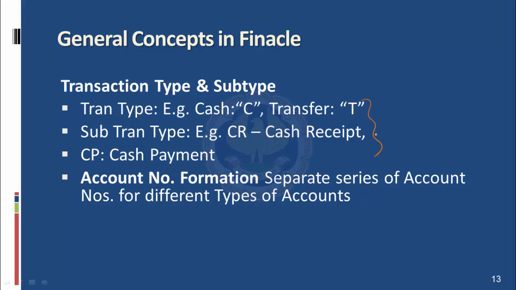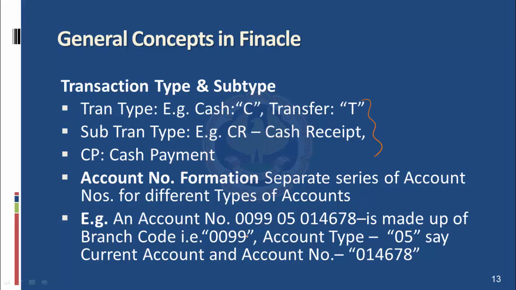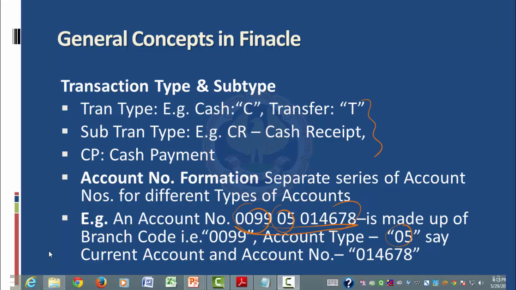Now let's try to understand the account formation. Account formation also has a logic here, wherein you can just see the account number has these figures. The 99 talks about the branch code, and 05 talks about the type of account, and the last digits talk about the account number. So this is how an account is structured, so that one can easily identify what type of account it is, what branch code it is, and the account number can easily be understood. We need to understand the way in which the account is structured.